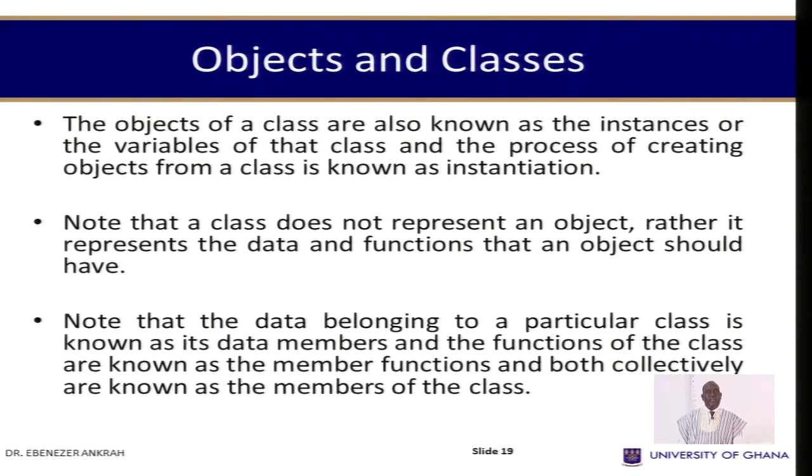Now note that a class does not represent an object. Rather, it represents the data and the functions that an object should have. And this is a clear difference between an object and a class.